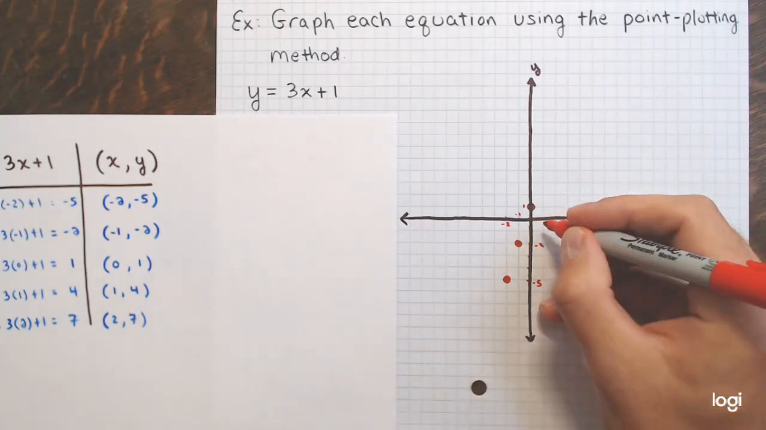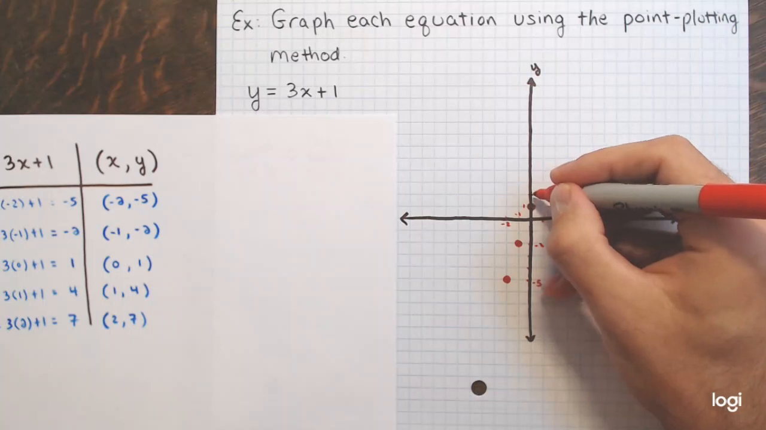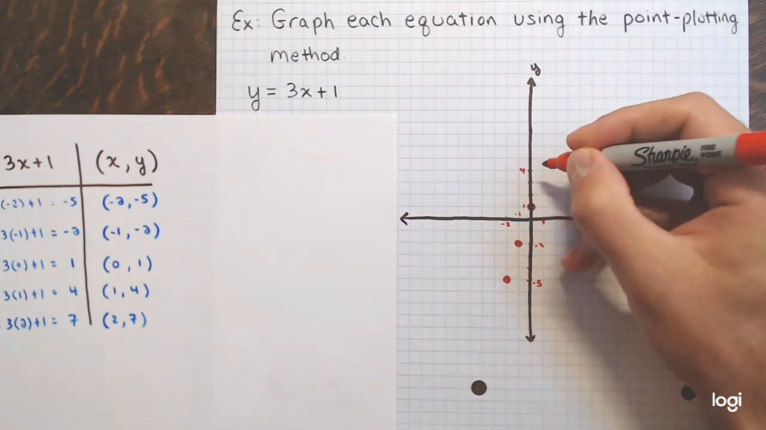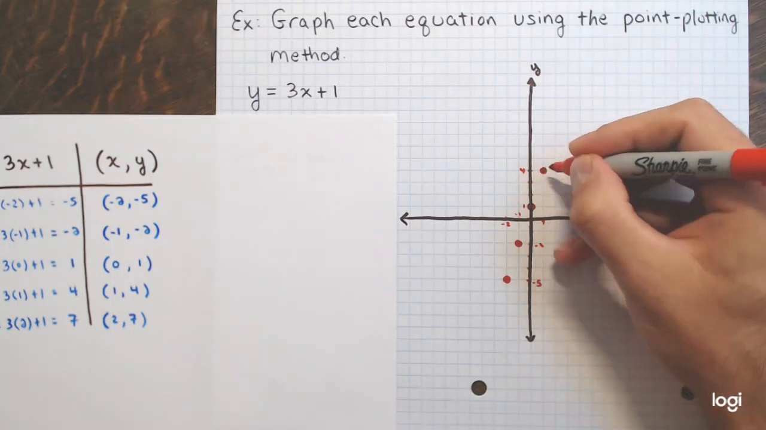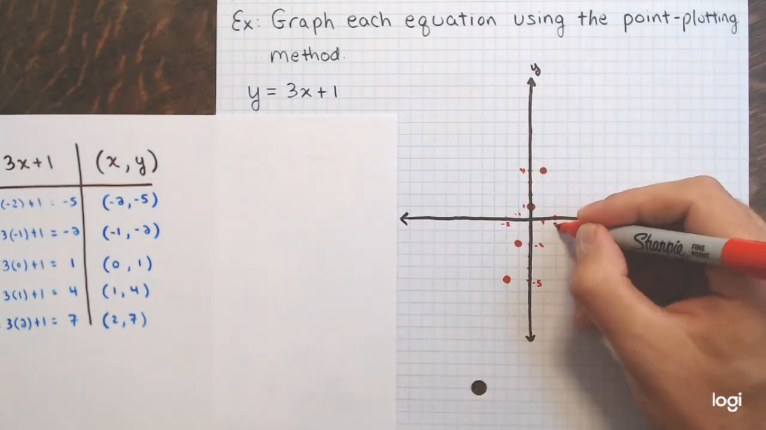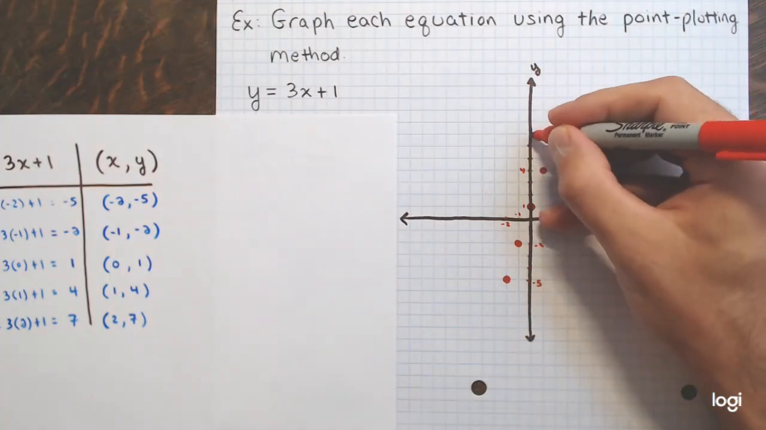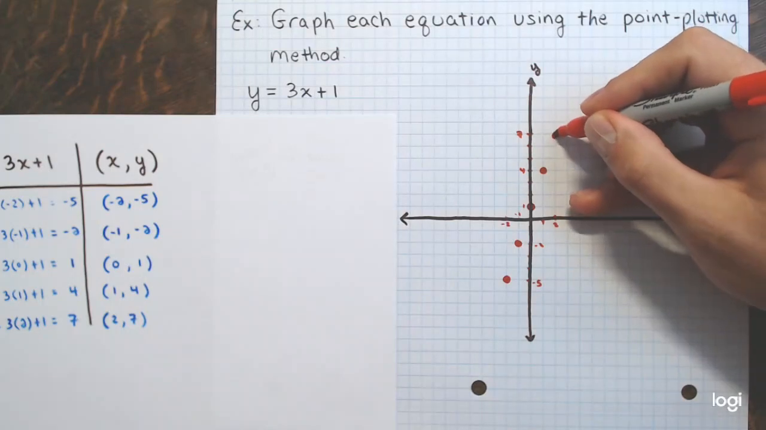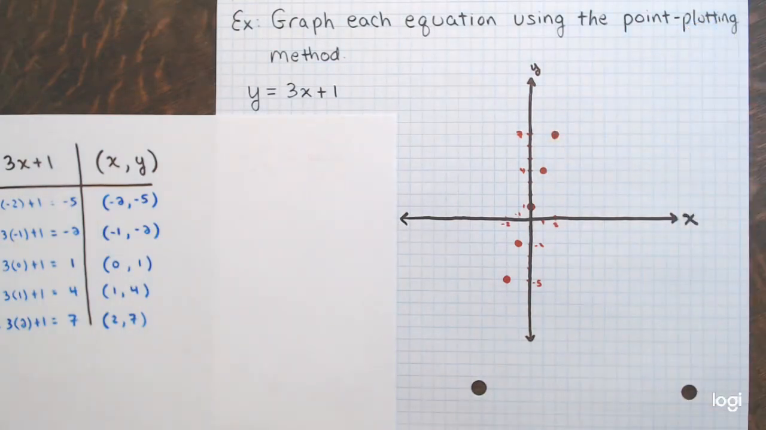1 for x, and then 4 for y, that's this point here. Then 2 for x, 7 for y, and 2 on the x-axis, 7 on the y-axis. That's this point here. Alright, great. I've just drawn a picture, a graph, of 5 of the solutions to this equation.